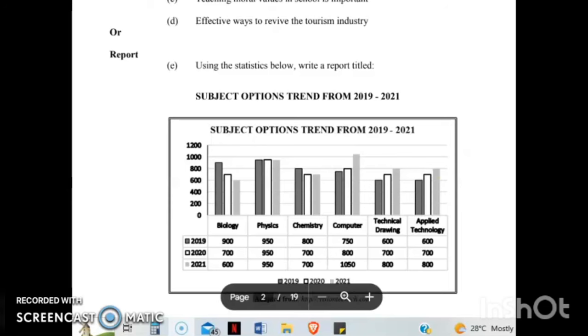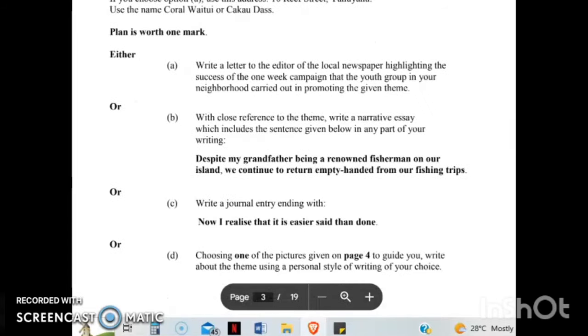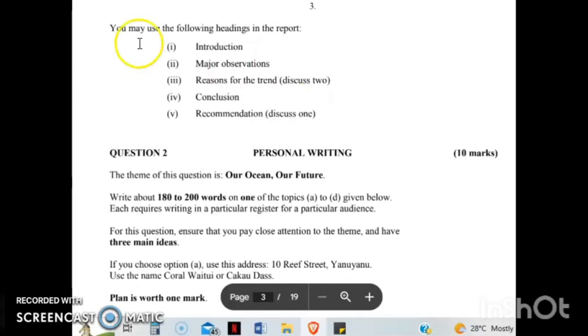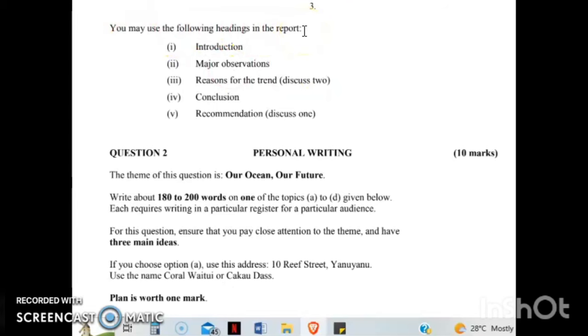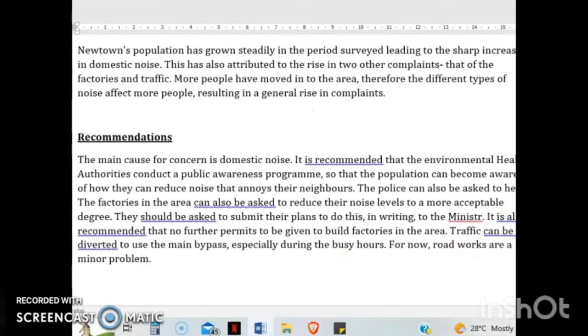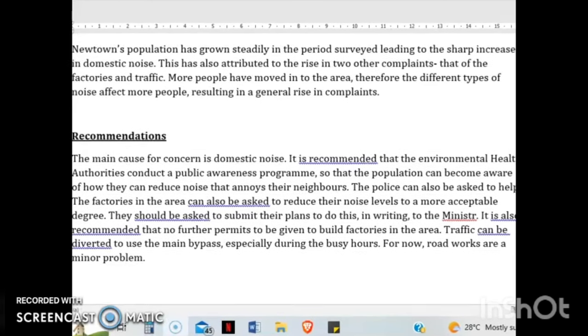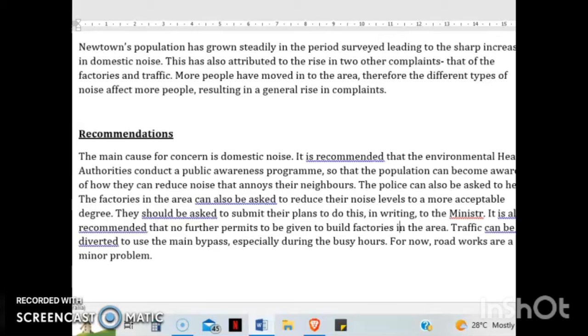We'll end there with an example from the paper from 2022. Before I end, forgive me. Now, these are the things that I was reporting back on, which was on the subheading. So, introduction, major observations, reason for the trend, discuss two. So, that is good that it's telling us what to do. Conclusion, recommendation, which is discuss one. So, 1, 2, 3, 4, 5. These are the subheadings which you will have in your paper. So, look at that and look at the sample that we had done. Okay, the sample is similar to what you had done, which is to the one that needs to be done.